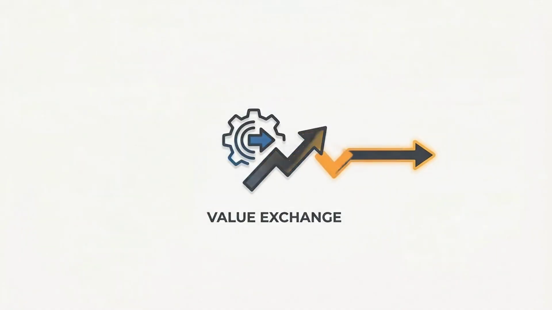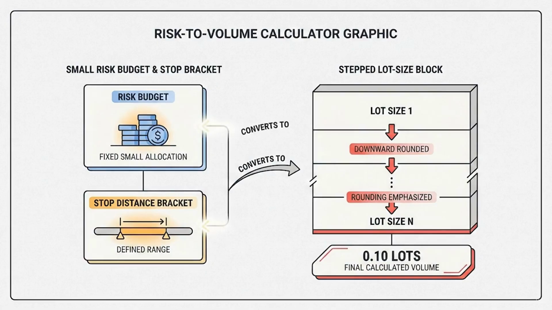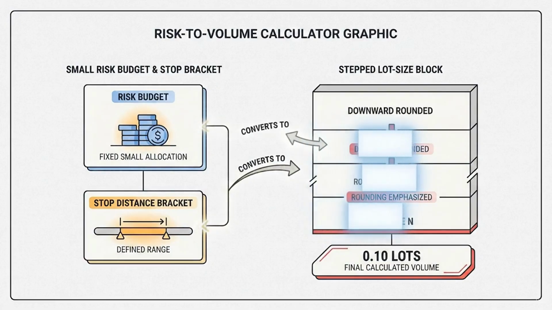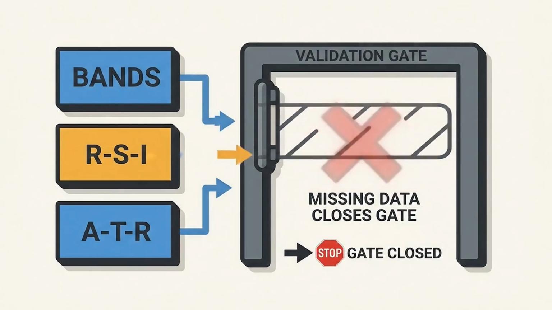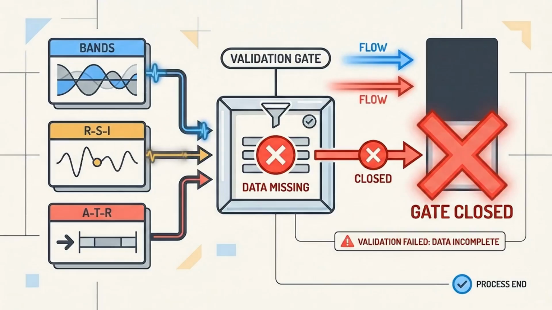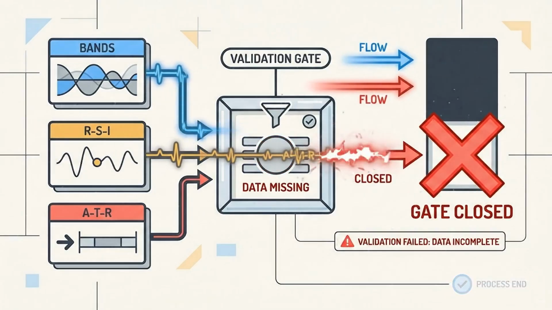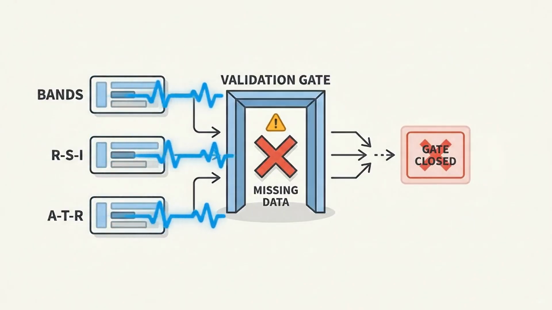Now we have entry, stop, and target. We still do not have volume. Create a calculate volume function and pass it the distance between entry and stop. First, convert the selected risk percentage into account currency. Then retrieve the symbol's tick size, tick value, minimum volume, maximum volume, and volume step from the broker.